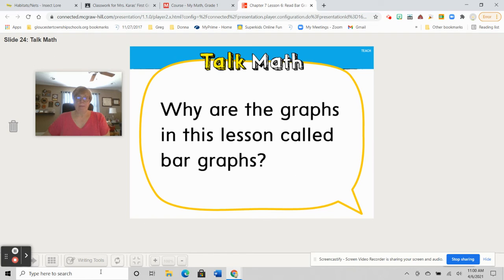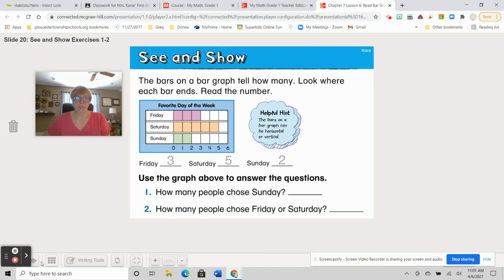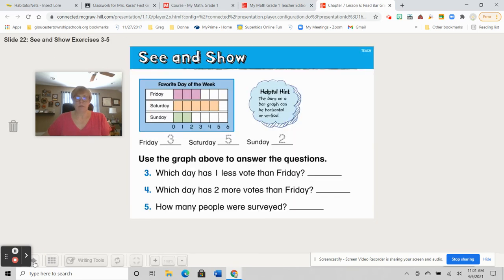Why are the graphs in this lesson called bar graphs? Okay, so this skipped. So I want you to think about that. Why are they called a bar graph? But let's now look at what comes next here. All right.